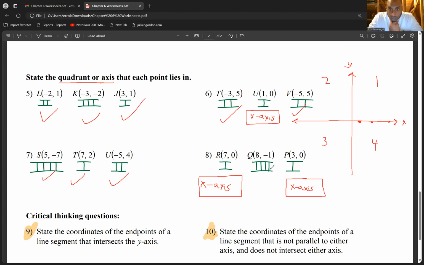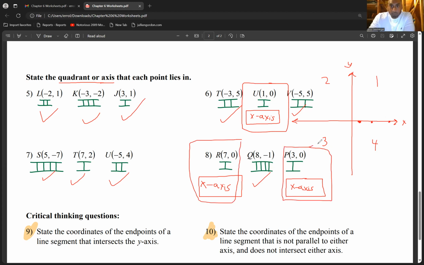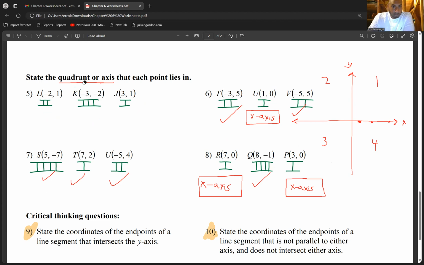Okay, (8, -1) is quadrant 4. That one's good. So change those three: this one, this one, and this one. Change those to x-axis. All right, the rest of them are okay.